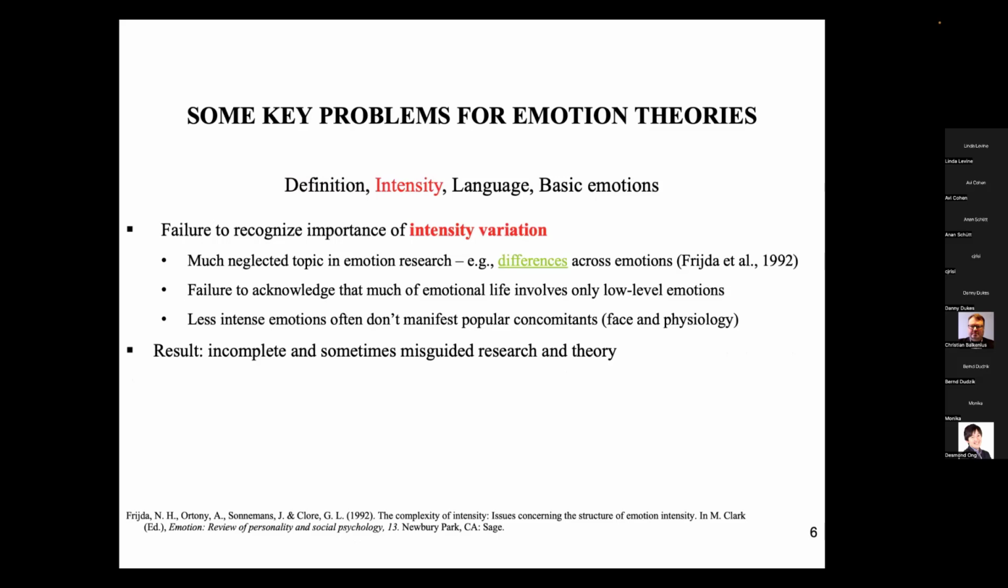When we come to the intensity issue, I believe that emotion theorists have failed to recognize the great importance of the fact that emotions vary a great deal in intensity. It's a much neglected topic in emotion research, and there are huge differences in intensity as you move from one emotion to another. As you'll see in a moment, I think there's evidence that there's a failure to acknowledge that much of emotional life involves only rather low level, not very intense emotions.